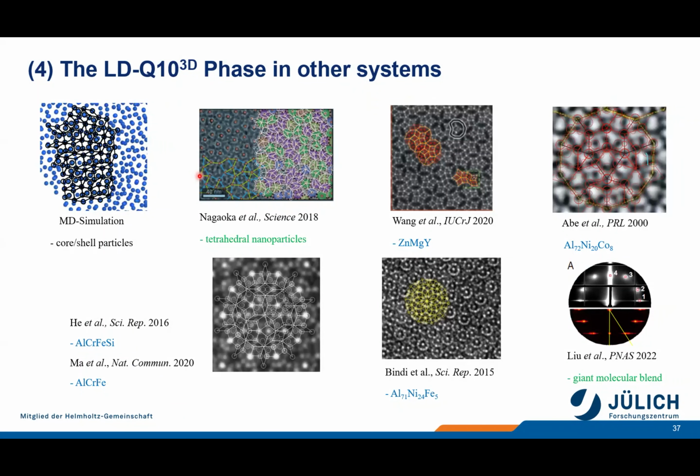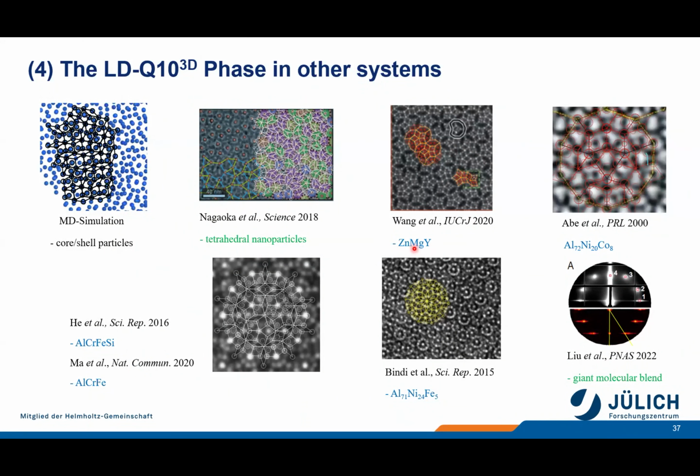This is now the fourth example. This is now in 3D, the 10-fold rotation symmetry phase. This is the MD simulation. This gives the Penrose pattern. This is a report in Science with tetrahedral nanoparticles, and I indicated at the beginning that tetrahedra also have two intrinsic length scales and thereby can form quasicrystals, and this is indeed shown here. This is the Penrose tiling that we also used here.